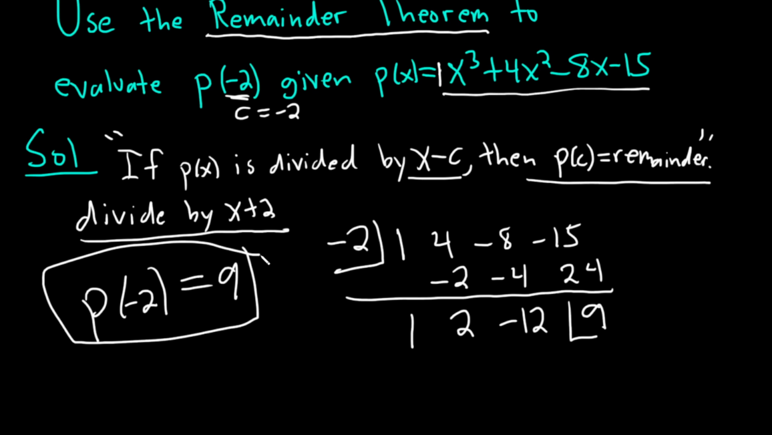And that's the answer. So that's all you do. When you see a problem like this, you just take this number, put it here, and use synthetic division, and the answer is the remainder every single time. Understanding everything is a little bit harder, but it's not too bad.